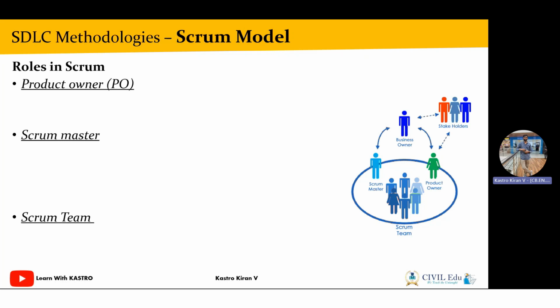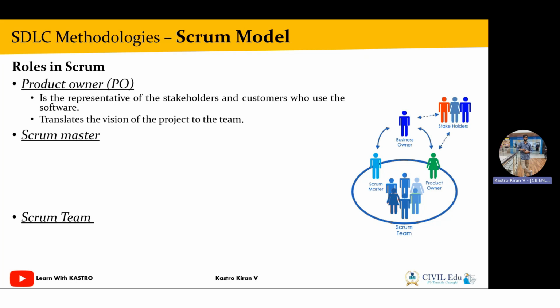Let's understand what is the role of the product owner. The product owner is somebody who will act as a representative for the stakeholders and the customers who are going to use the software. And the role of the product owner is to translate the vision of the stakeholders to the project team. And then comes the next role, which is called the Scrum Master.